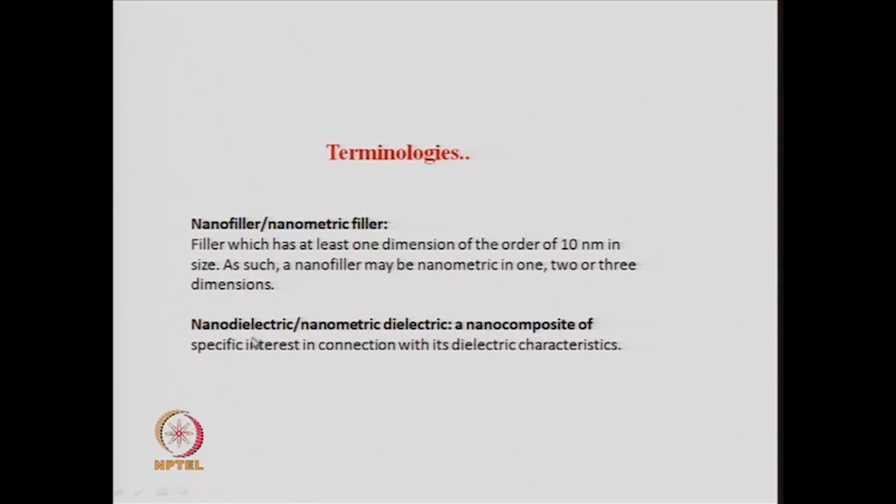And what do you mean by nano dielectric or a nanometric dielectric? It is a nanocomposite of specific interest with dielectric properties. So, if you have a material which is a nanocomposite, that means you have a nanoparticle with a polymer, or a nanoparticle with micron sized particles of a ceramic, that is also a nanocomposite. And if that nanocomposite has interesting dielectric properties, then it is a nano dielectric or nanometric dielectric. This is the terminology which is used very often in the literature on nanofillers and nano dielectrics.